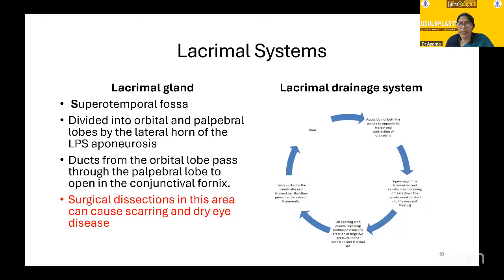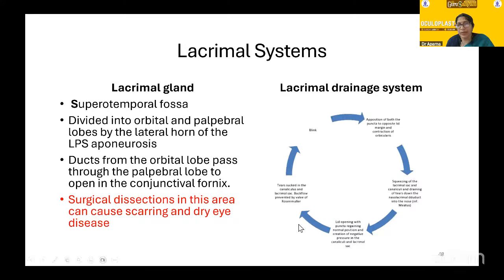So the lacrimal gland is located in the superotemporal fossa. It is divided into the orbital and palpebral lobes by the lateral horn of the LPS aponeurosis. Ducts from the orbital lobe pass through the palpebral lobe to open in the conjunctival fornix. So surgical dissections in this area can cause scarring and dry eye disease.